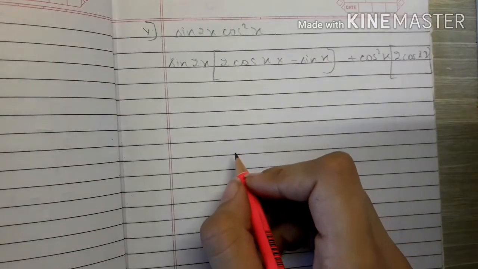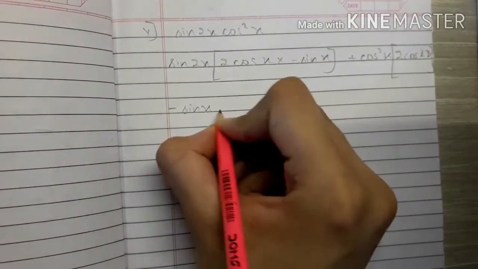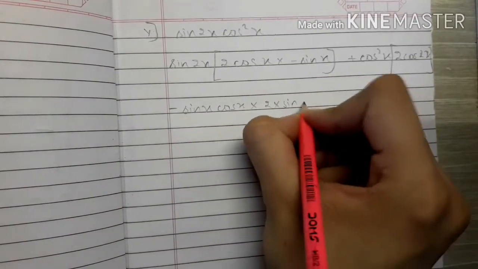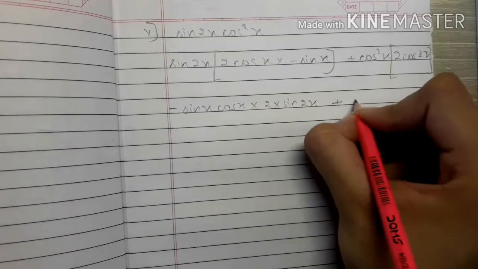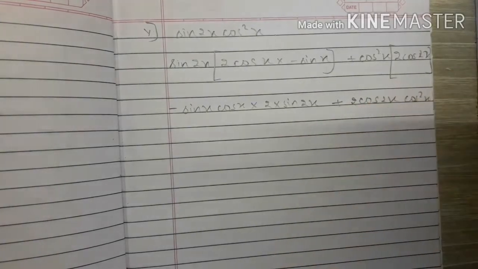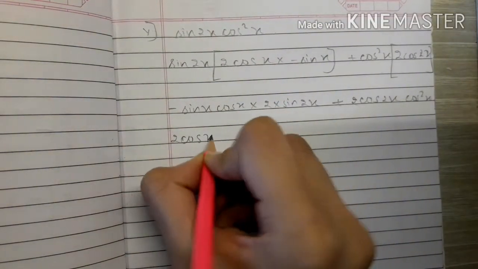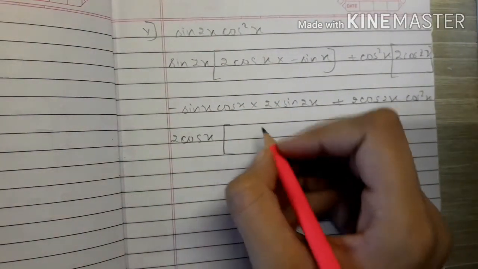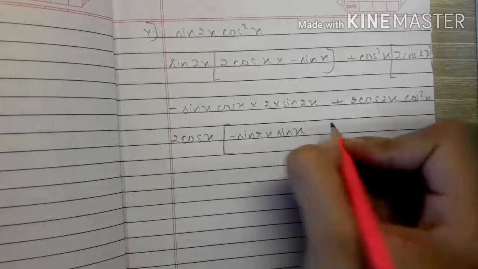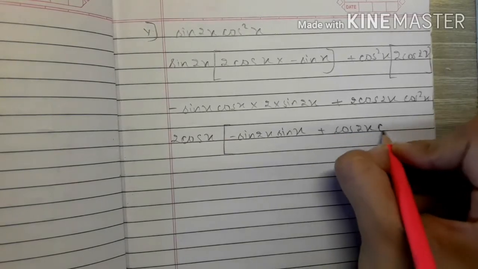So now we have minus sine x cos x into 2 into sine 2x plus 2 cos 2x into cos square x. So now we can take out 2 cos x common, and we would be left with minus sine 2x sine x plus cos 2x cos x.